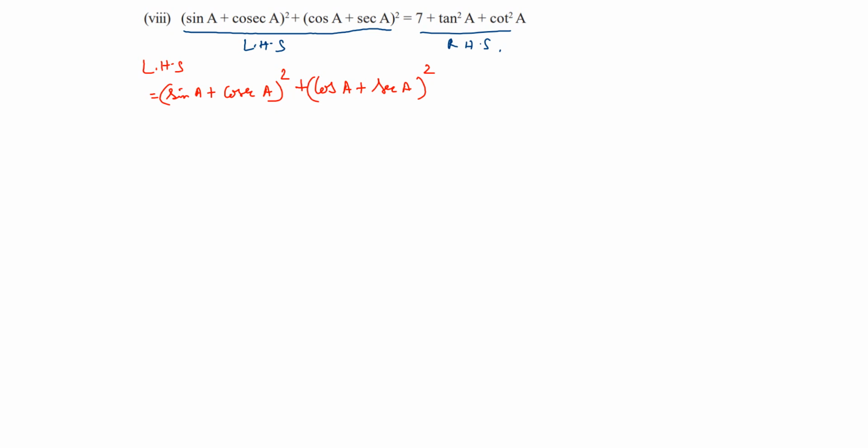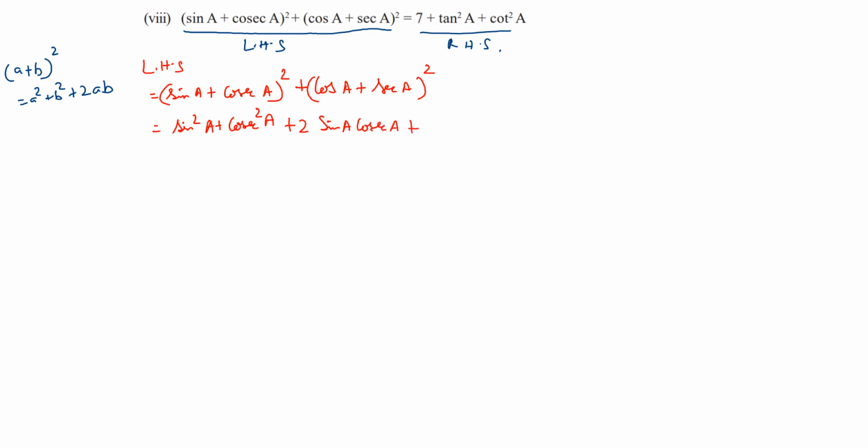After observing this, you can get an idea that it is in a plus b whole square form. So what is the formula of a plus b whole square? A square plus b square plus 2 into ab. Yes, exactly. These formulas we are going to use now. So what will happen? We substitute sin a in place of a and cosecant a in place of b. So sin square a plus cosecant square a plus 2 sin a cosecant a.